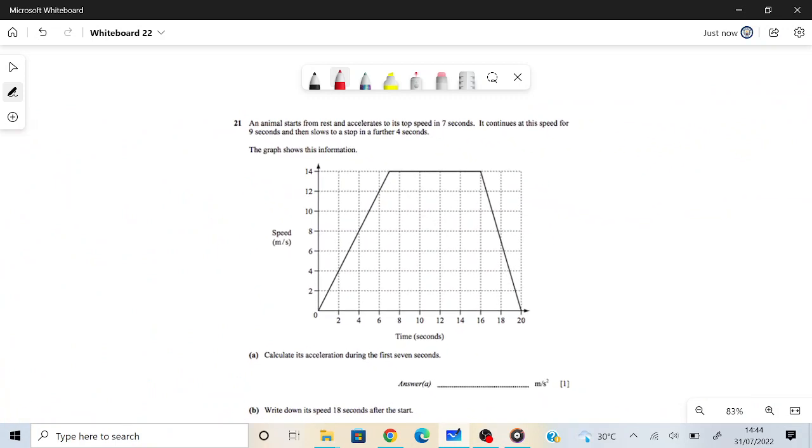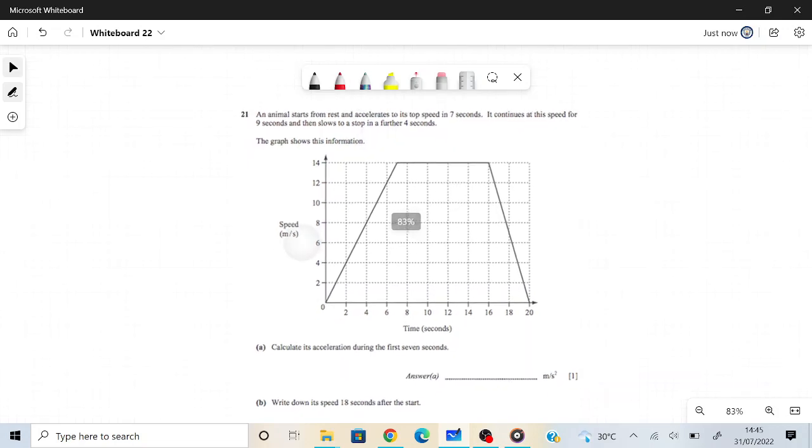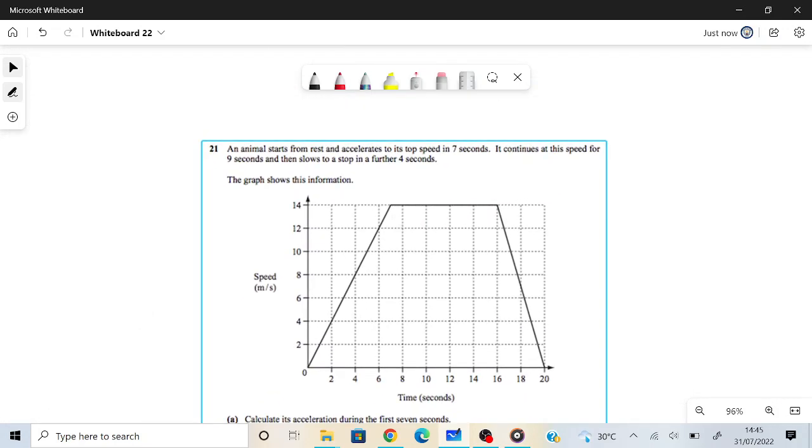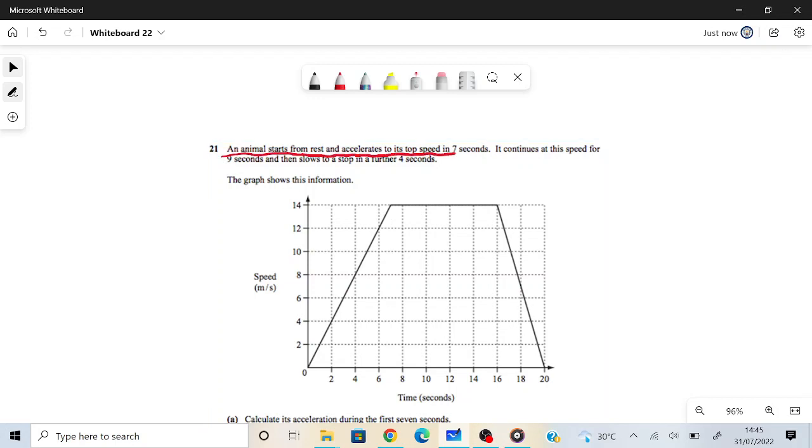Right, this one says an animal, let's zoom in a bit. Okay, that's better. Right, it says an animal starts from rest and accelerates to its top speed in 7 seconds. Okay, it continues at this speed for 9 seconds and then slows to a stop in a further 4 seconds.